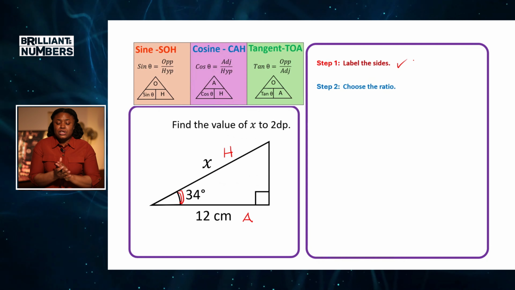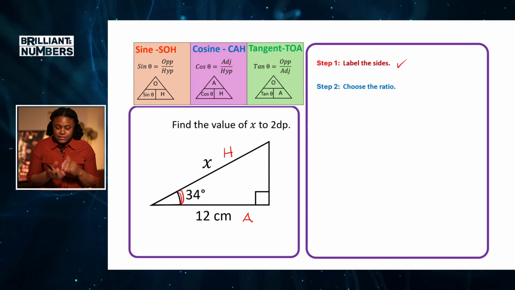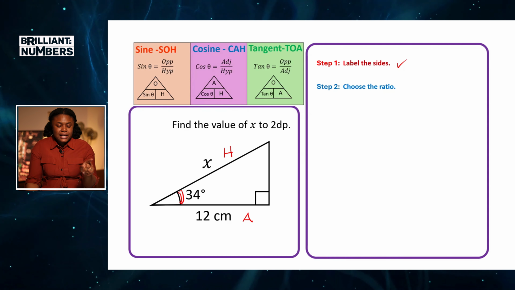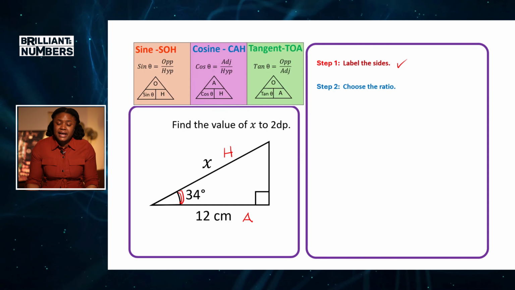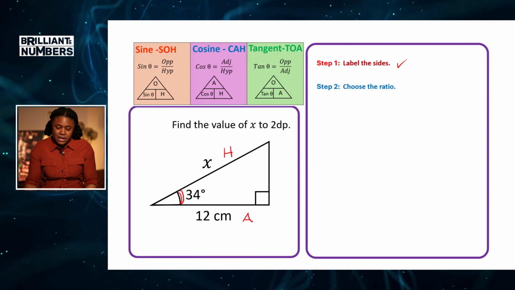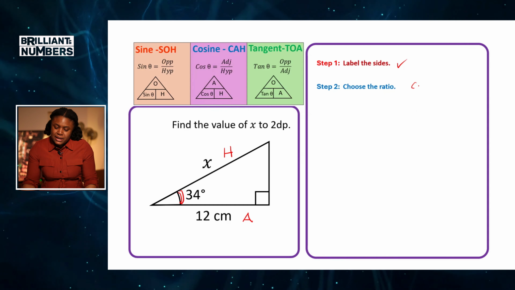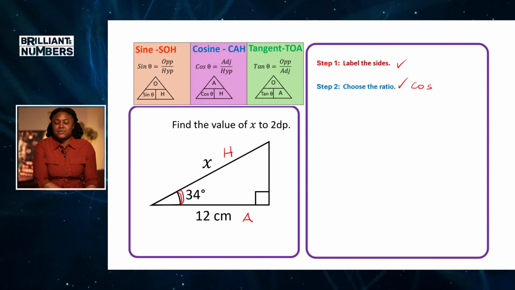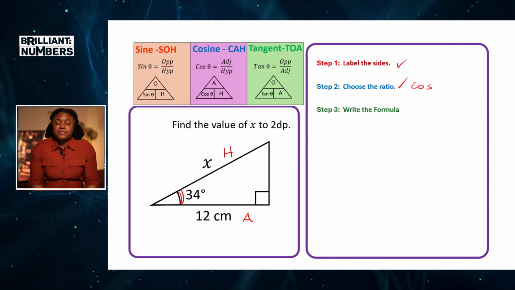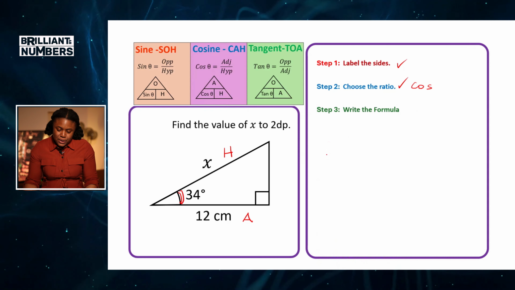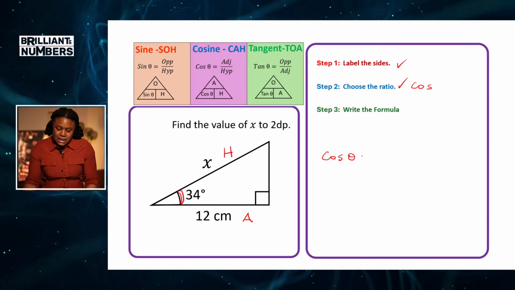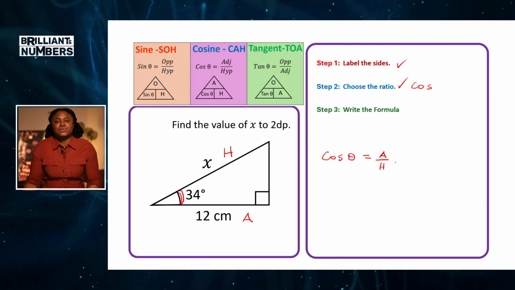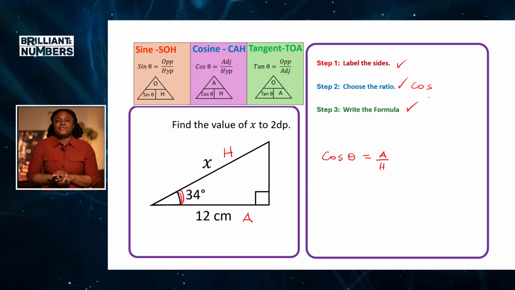I go on to now choose my ratio. I ask myself the question, which ratio has A and H? I can see A and H is the cosine ratio, so that's cos. So I'm going to write it beside here. I've chosen my ratio and it's the cosine ratio this time around. So I go ahead and look for my formula. Cos theta is equal to the adjacent divided by the hypotenuse. Tick that off. I've chosen my formula.